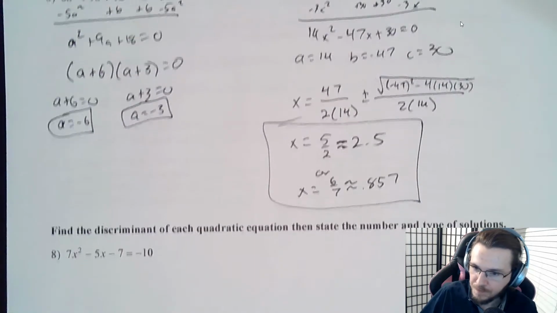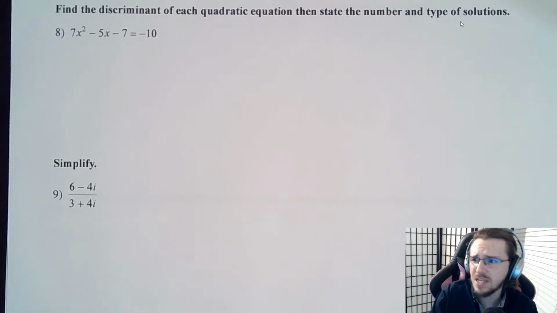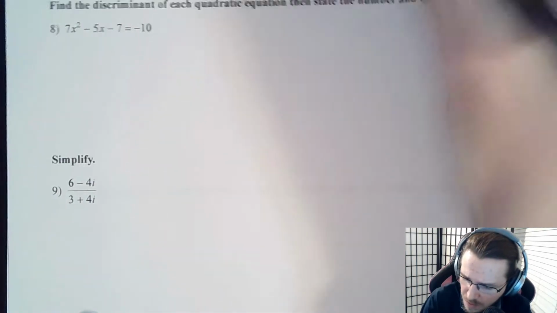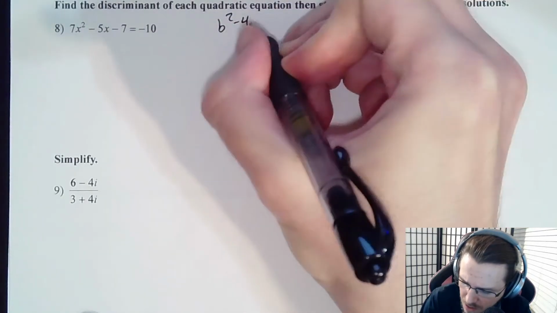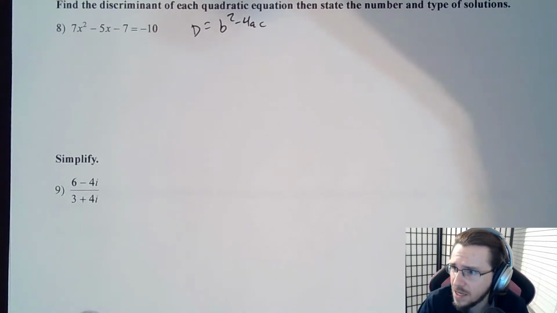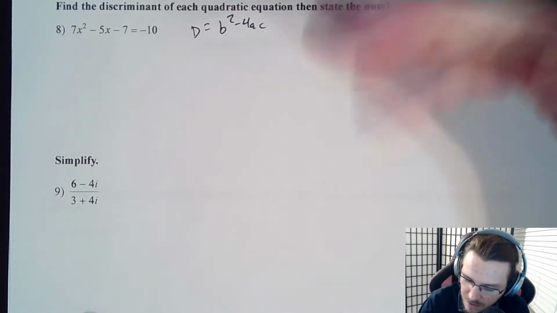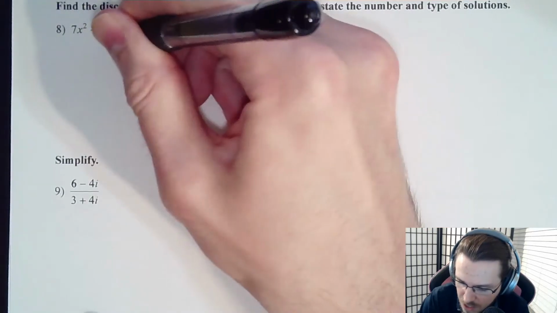Let's go on to number 8. Find the discriminant of each quadratic equation and then state the number and type of solutions. So remember, the discriminant is just the part that's under the square root. This does not say to solve the entire problem, it just wants that, and it wants the number and type of solutions. So go back to your notes for that if you need it, but if D is positive, it's 2 real, if D is 0, then it is 1 real solution or 1 double root, and if it's negative, then they're imaginary. So we're going to add 10 to both sides here.